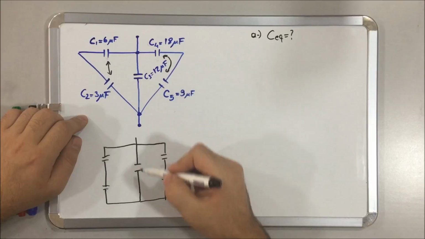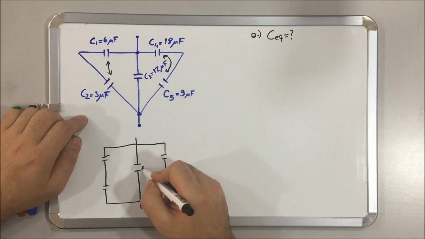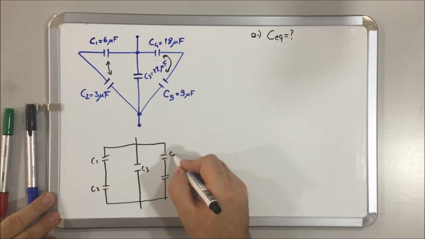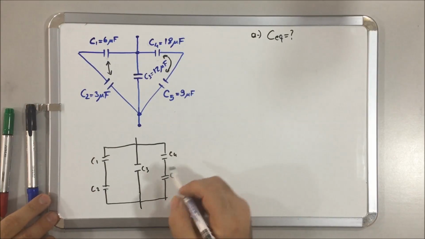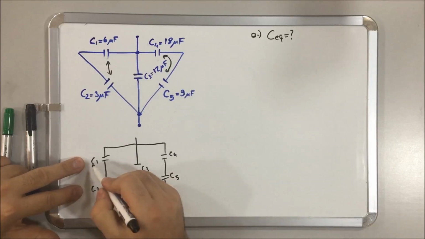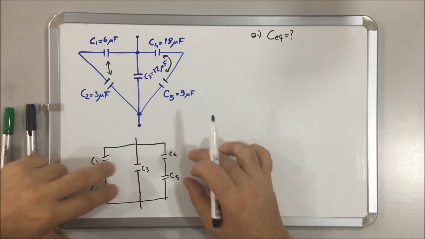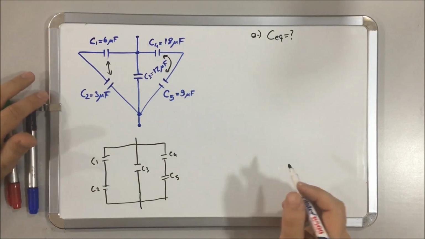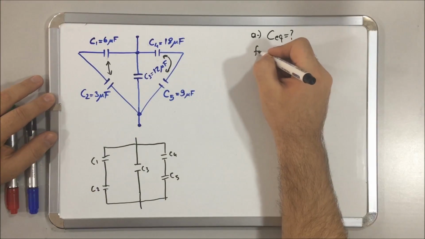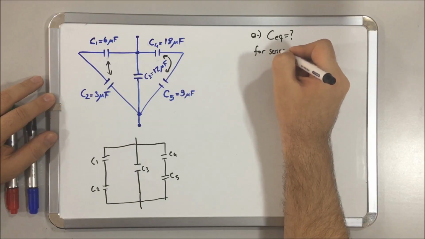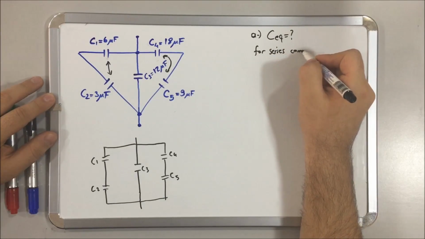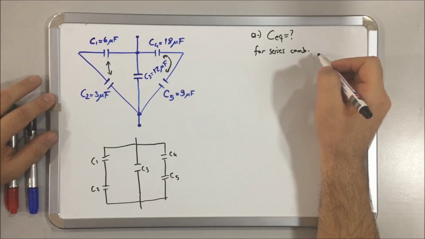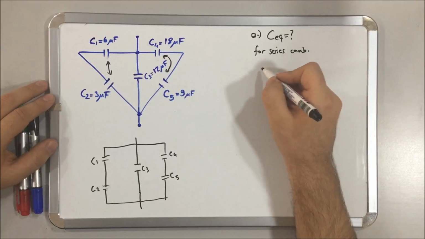This is another design for C1, C2, C3, C4 and C5. As you see, these two are in series to each other, and these two are in series, and these are all parallel to each other. And for series combination, I have a shortcut to calculate equivalent capacitance.